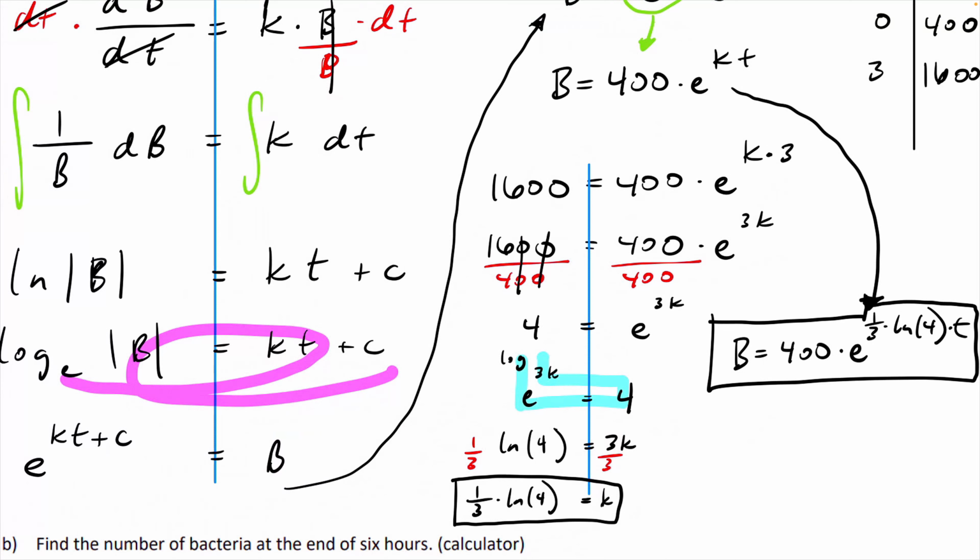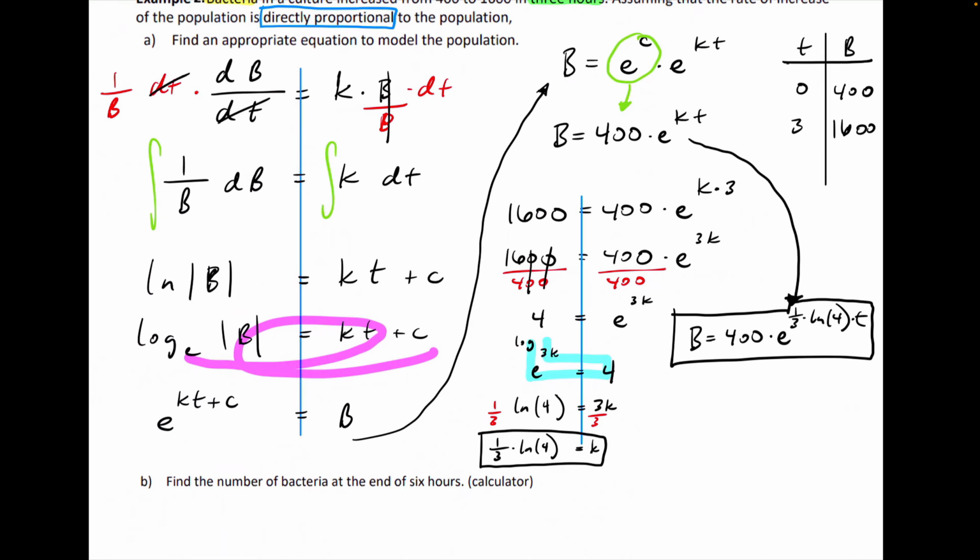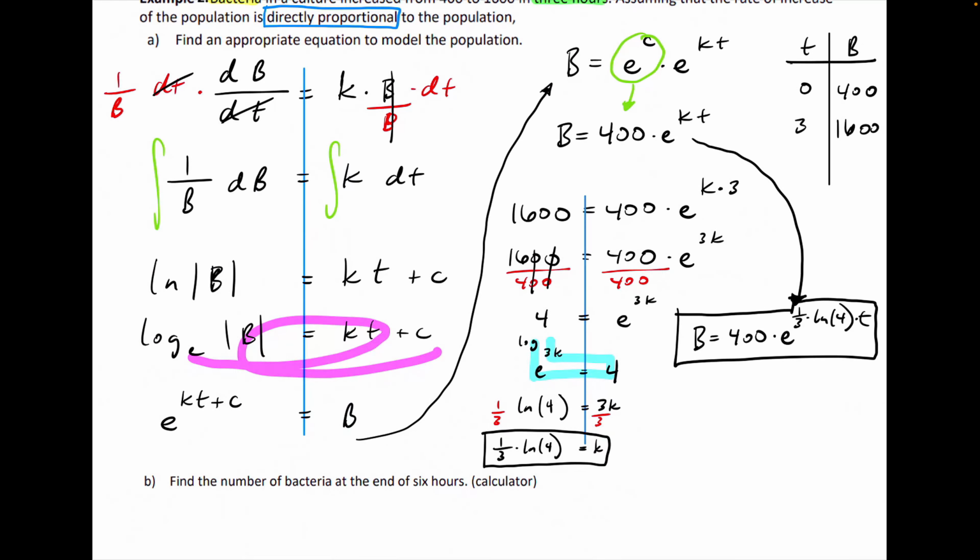So how did I do that? I solved by separating, right? You've done that before. Then I found out what the initial was, and then I used the point to figure out what k is. Those are the things you need to do to find your equation. Now we're going to use that guy to answer the next question.